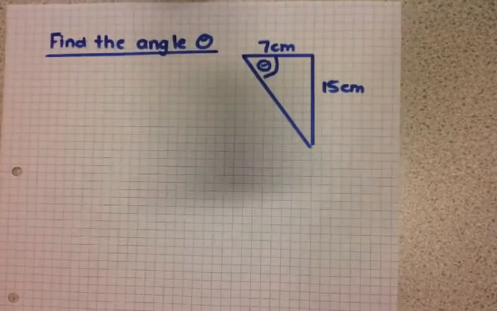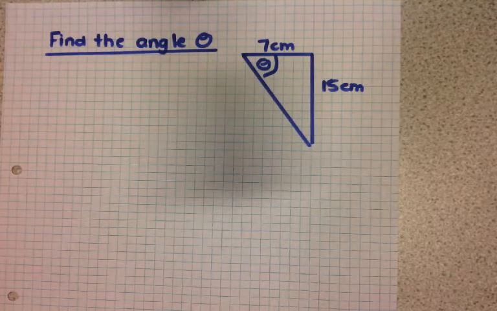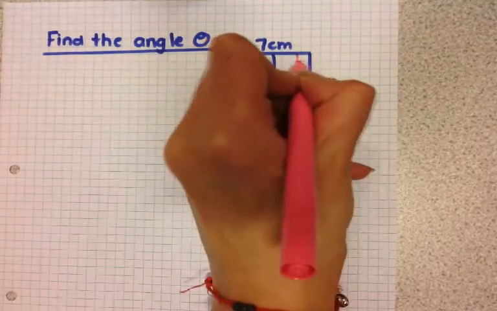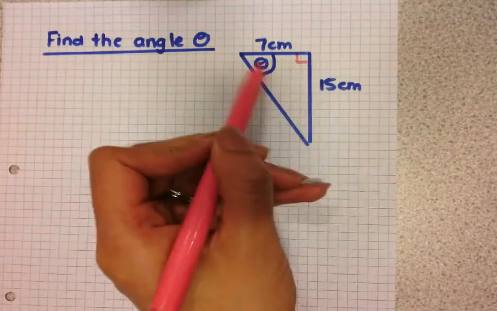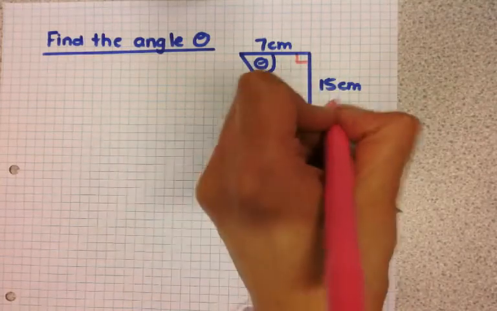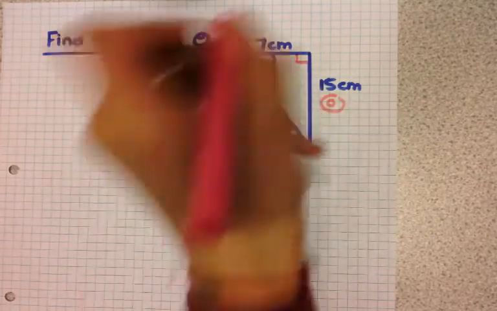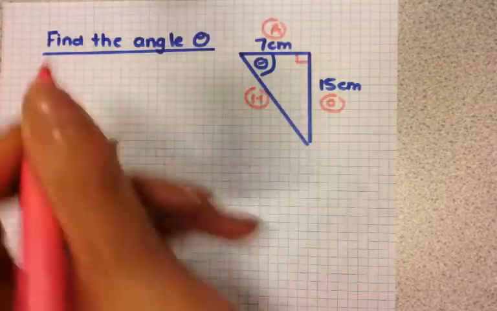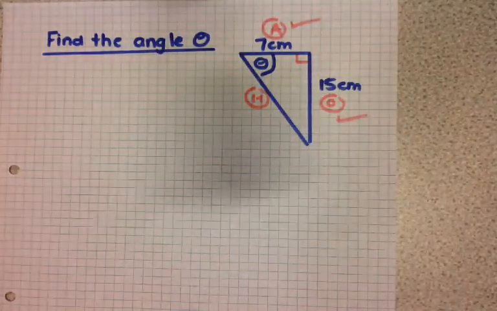Let's do another one. So I'm going to label the sides. I need to put a right angle in there actually. So labelling the sides, the 15 is opposite theta, so that's opposite. Hypotenuse is the longest length. 7 must be adjacent. So the sides that I must use are A and O, because they're the ones that are given.